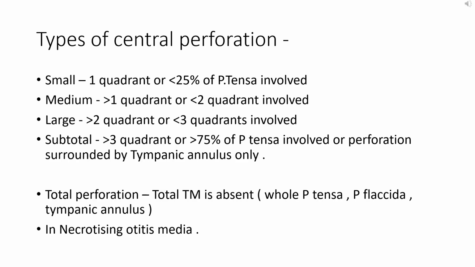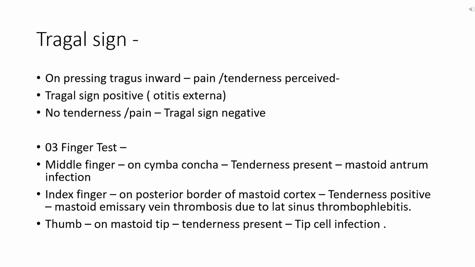And next is the subtotal perforation, in which more than three quadrants or approximately more than 75% of pars tensa is involved, or the perforation is only surrounded by the tympanic annulus. Okay, that will be categorized as subtotal perforation. Next is the total perforation, in which the total tympanic membrane is absent: whole pars tensa, pars flaccida, and tympanic annulus as well. All are absent. That will be categorized as total perforation. It is seen more commonly in necrotizing otitis media.